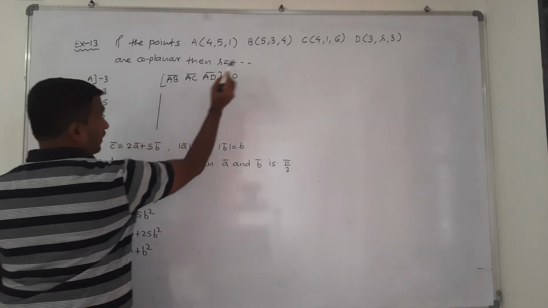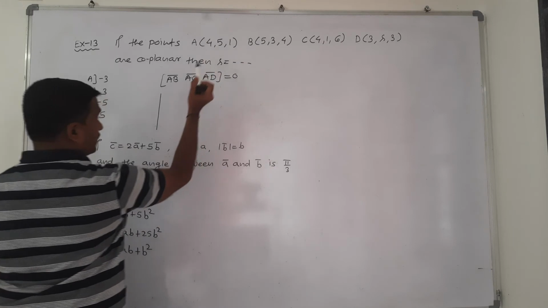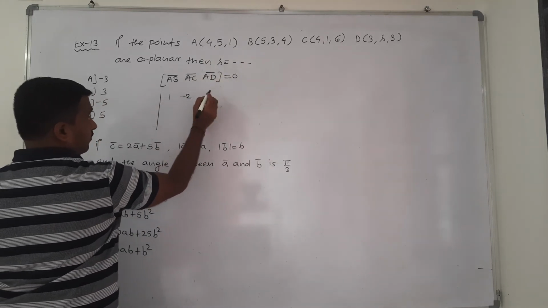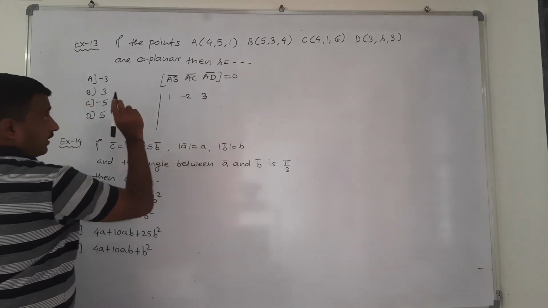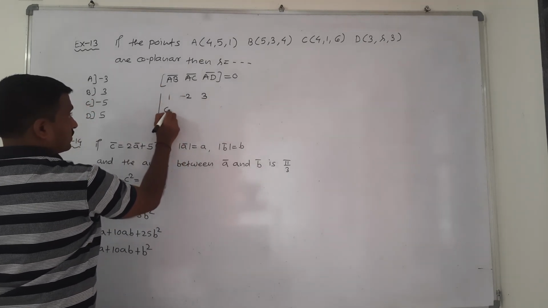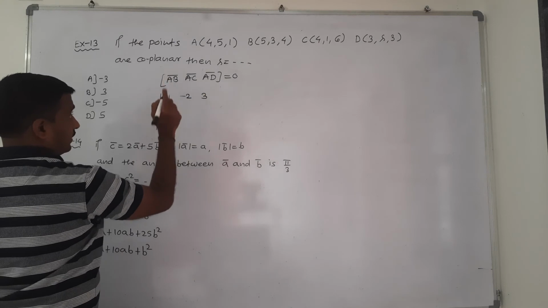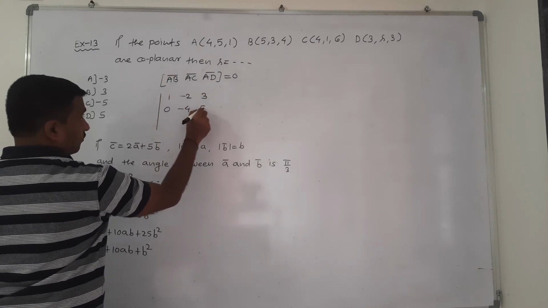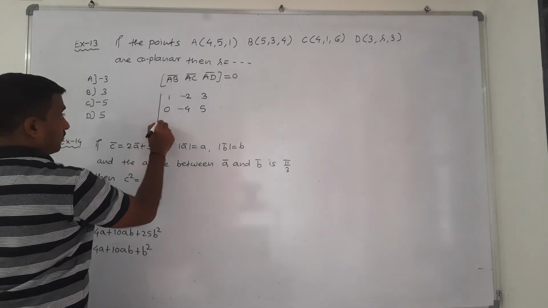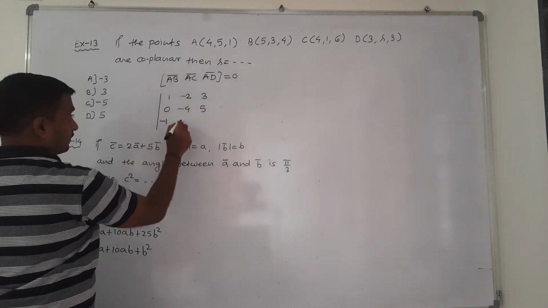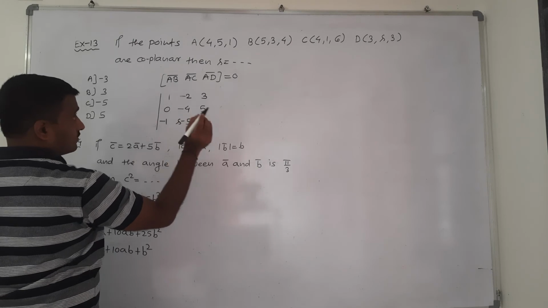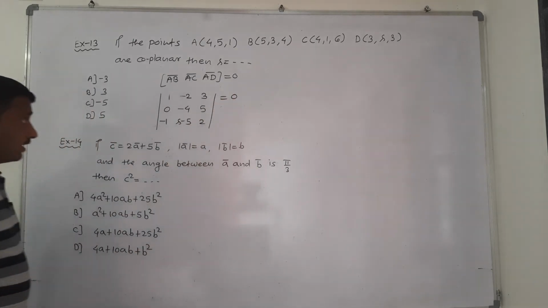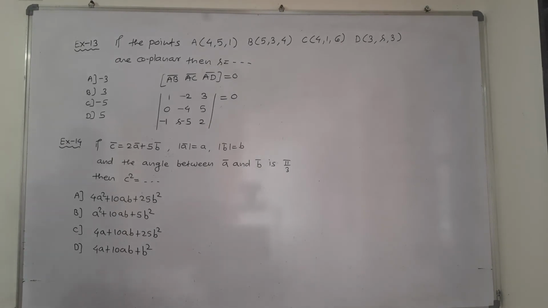AB bar is B bar minus A bar: 5 minus 4, it is 1, 3 minus 5, minus 2, 4 minus 1, 3. Second, AC bar: 4 minus 4, 0, then 1 minus 5, minus 4, and 6 minus 1, 5. AD bar: 3 minus 4, minus 1, lambda minus 5, and last one 3 minus 1, it is 2, equal to 0. This is AB bar, AC bar and AD bar.